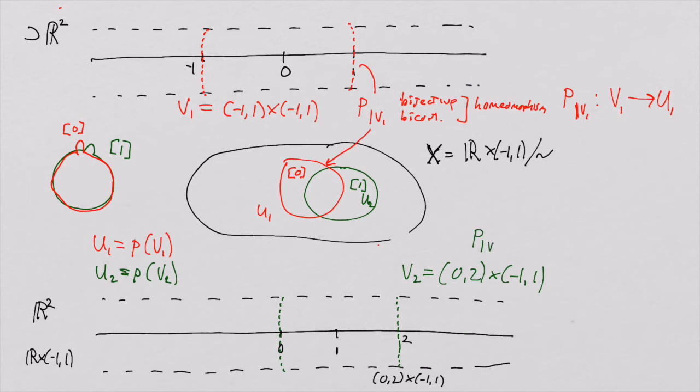And likewise, this whole thing makes exact same sense down here. P restricted to V2 is a map from V2 to U2, and it's also a homeomorphism. Okay? So now, and that would be this thing here, P restricted to V2. But now all I have to do is turn this on its head, and I get what I need for a manifold.